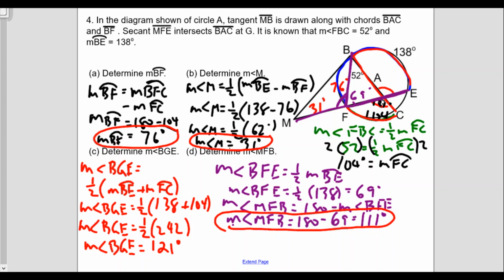That arc BF was used to help find the measure of angle M. And then to find BGE, we used arc FC again. So a lot of these are tied together. They're not so much direct in finding the measures. So this is the end of part 2. I know it's a little short, but I want to make sure we have enough time to finish the last question, part 3. It's a very involved question as well.